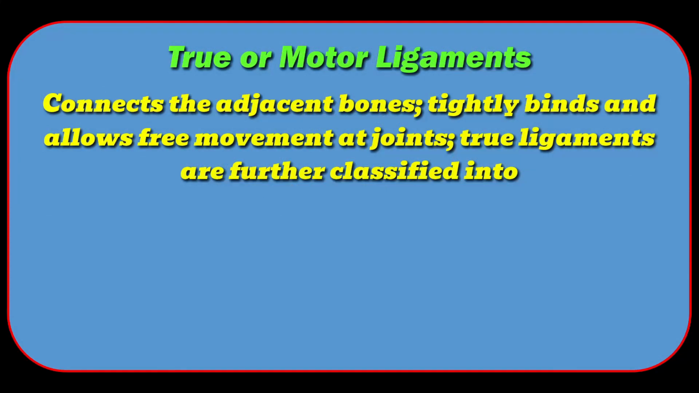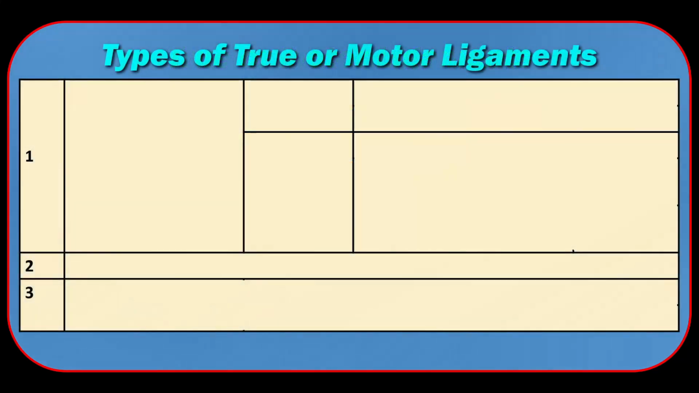Now coming to true or motor ligaments. The motor ligaments connect the adjacent bones. They tightly bind the bones and allow free movement at joints. True ligaments are further classified into types of true or motor ligaments. In the human body, there are 3 types of motor ligaments present. They are 1. Accessory ligaments.